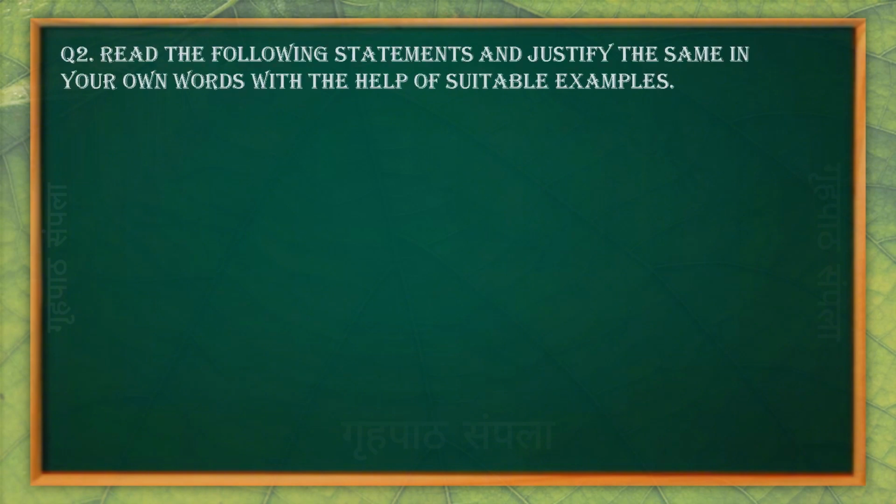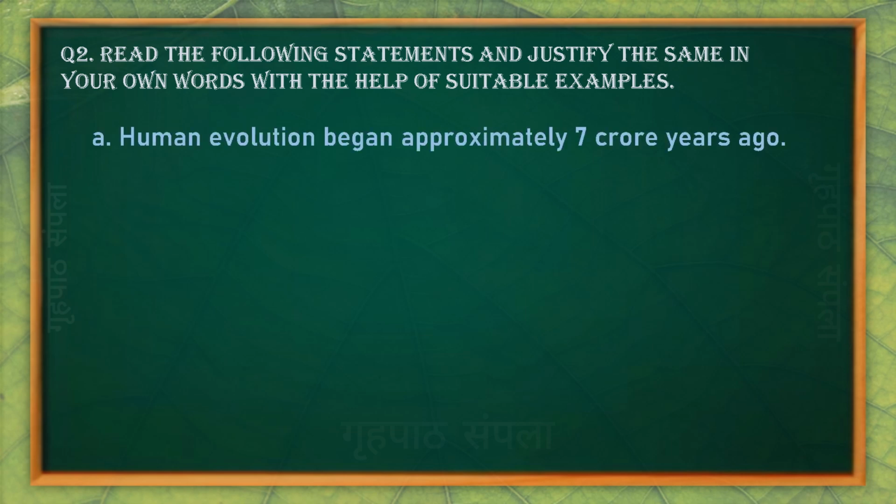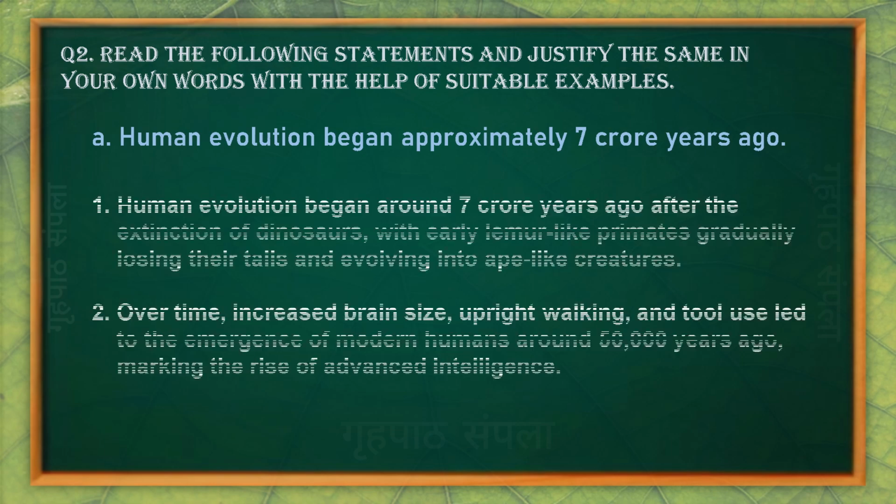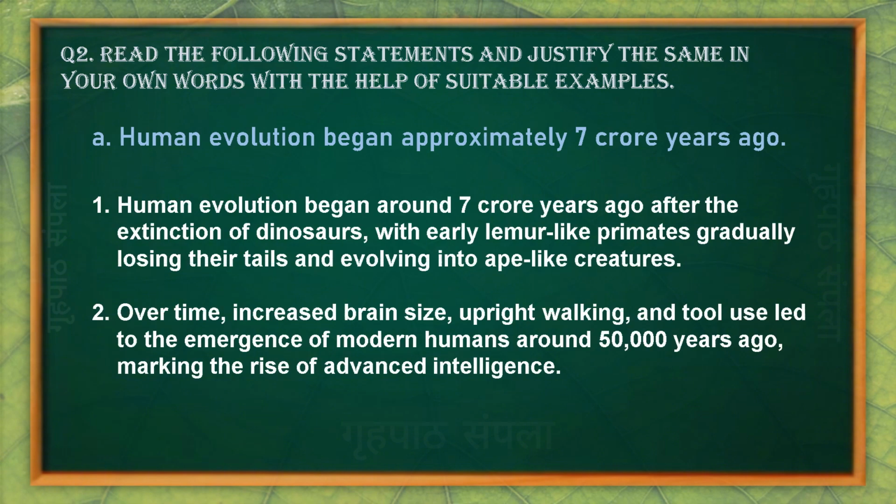Question 2. Read the following statements and justify the same in your own words with the help of suitable examples. A. Human evolution began approximately 7 crore years ago. Answer 1. Human evolution began around 7 crore years ago, after the extinction of dinosaurs, with early lemur-like primates gradually losing their tails and evolving into ape-like creatures.